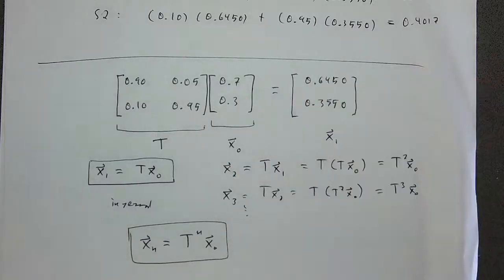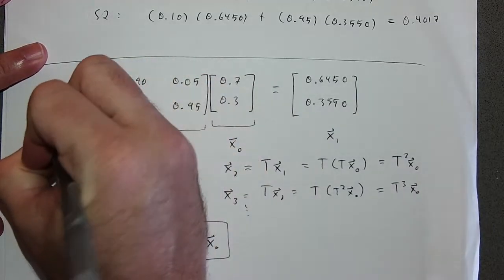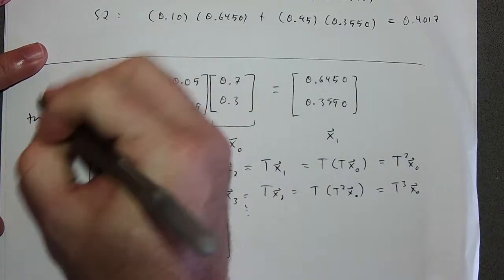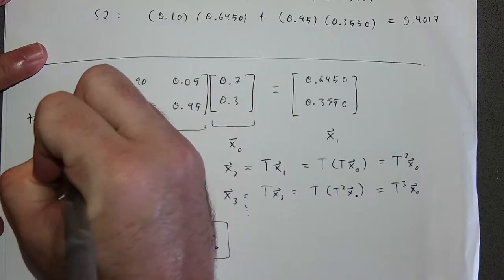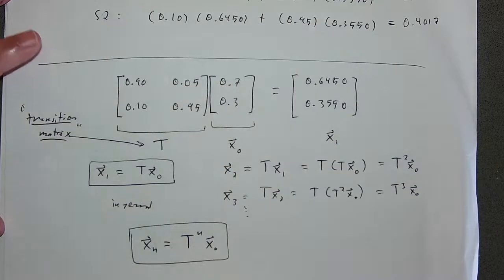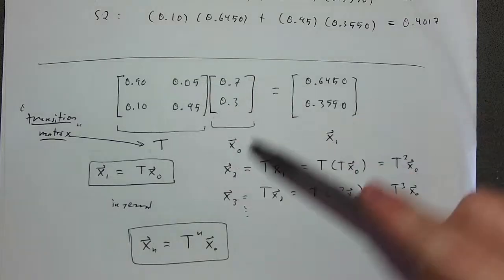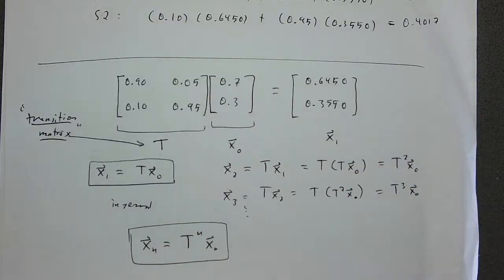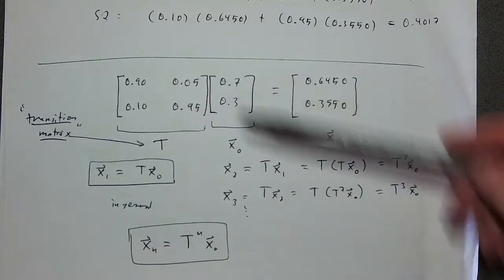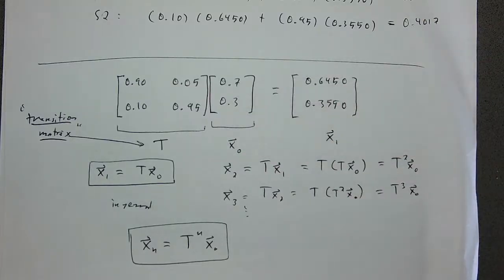Now, this matrix T is called the transition matrix. We're going to have other names for it here soon. But the point for this transition matrix is that it is telling us what is going on in regards to this initial, in this context, population distribution.